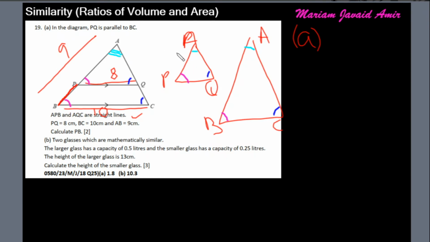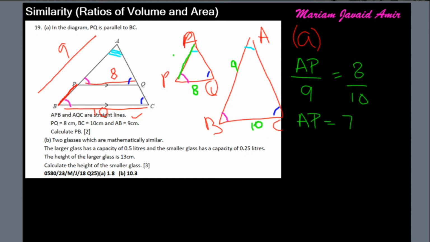So now we don't know AP, but we know this is 9, we know this is 8, and we know this is 10. Applying ratios of similar triangles, I can write AP over 9 equals 8 over 10. This gives AP as 8 times 9 divided by 10, which is 7.2. So PB will simply be 9 minus 7.2, which gives 1.8 centimeters as the answer.